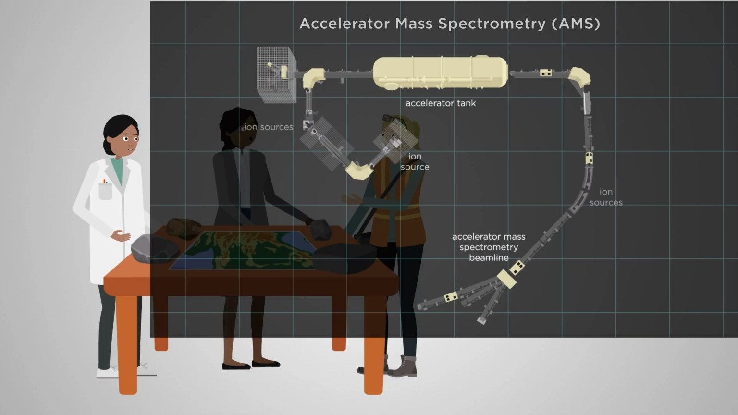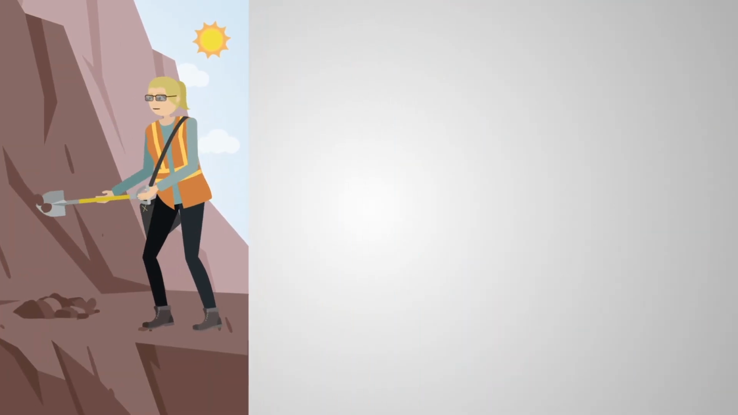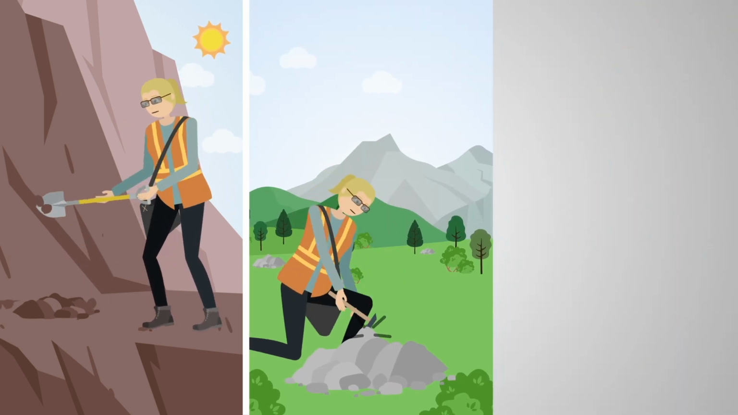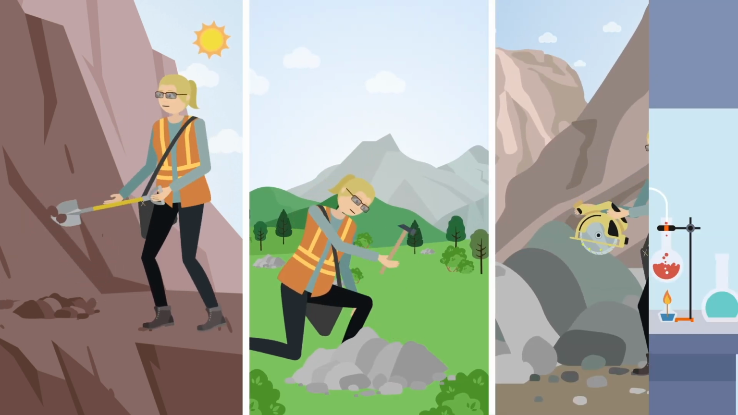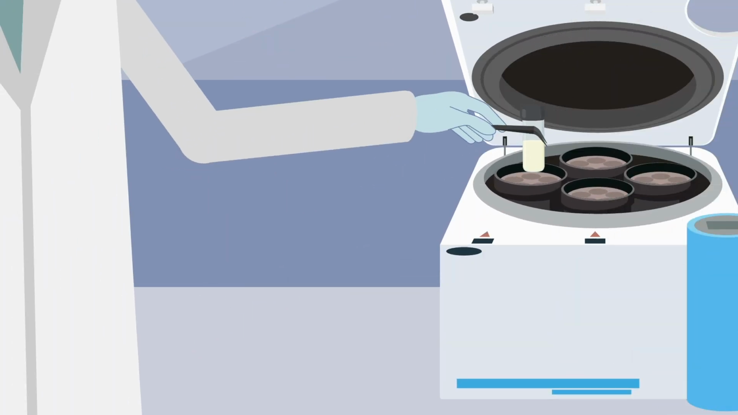So, how does accelerator mass spectrometry work? First, a sample needs to be collected by digging, hammering, and sawing rocks or collecting water. Back at the lab, samples are physically and chemically enriched, ready for AMS.